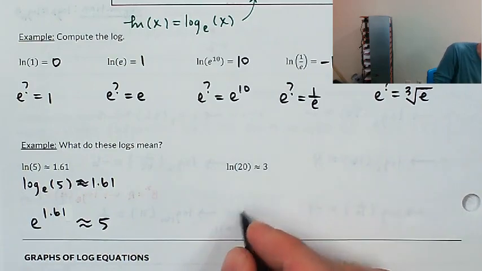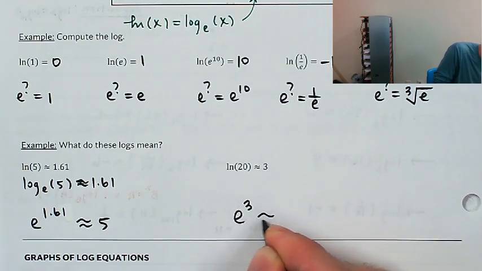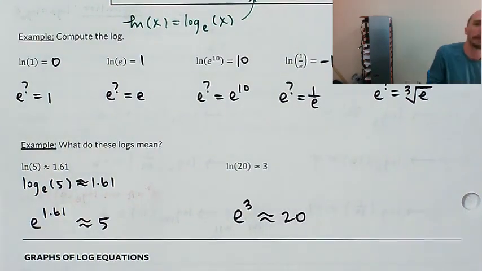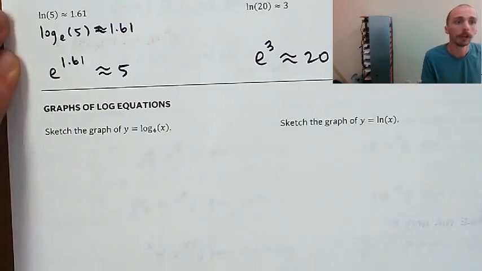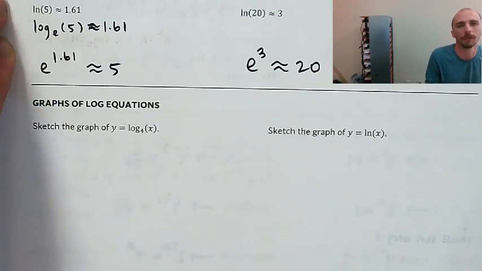And then over here, it's going to be the same thing. e to the 3 is approximately equal to 20. Is that true? I don't know about that. e to the 3. Oh, very close to 20. Yeah, sure enough.